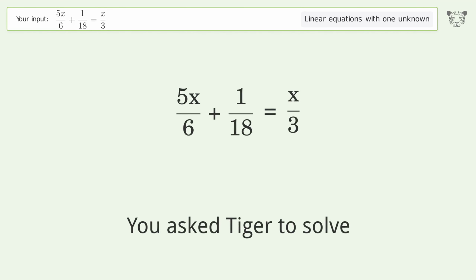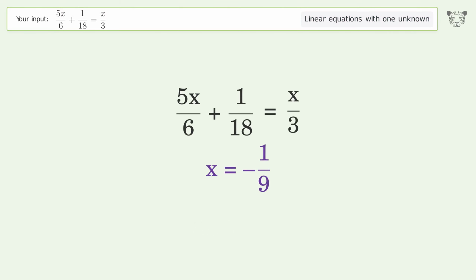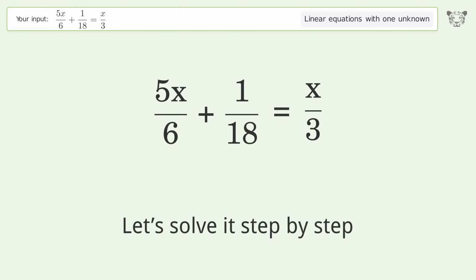You ask Tiger to solve. This deals with linear equations with one unknown. The final result is x equals -1/9. Let's solve it step by step.